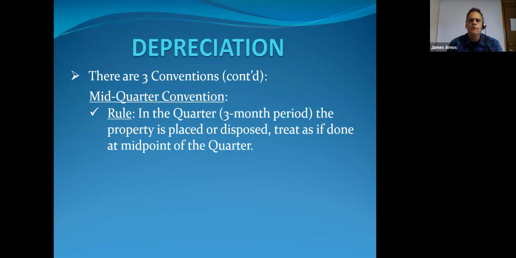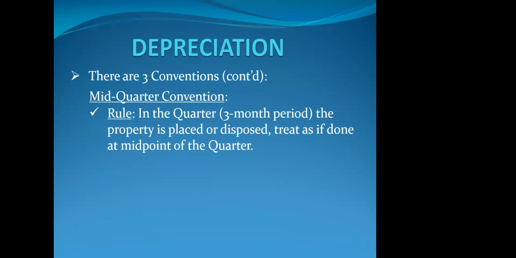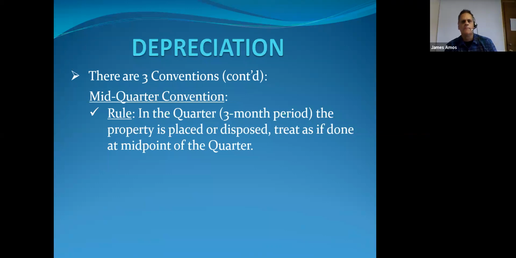What months are included in the third quarter? July, August, September. Right. So what's the mid-quarter month there? August 15. That's right. And then the midpoint of the last quarter? November 15th. Okay, so all this rule is saying is in the quarter that the property is placed in service or disposed of, treat it as if it was placed at the midpoint of the quarter.